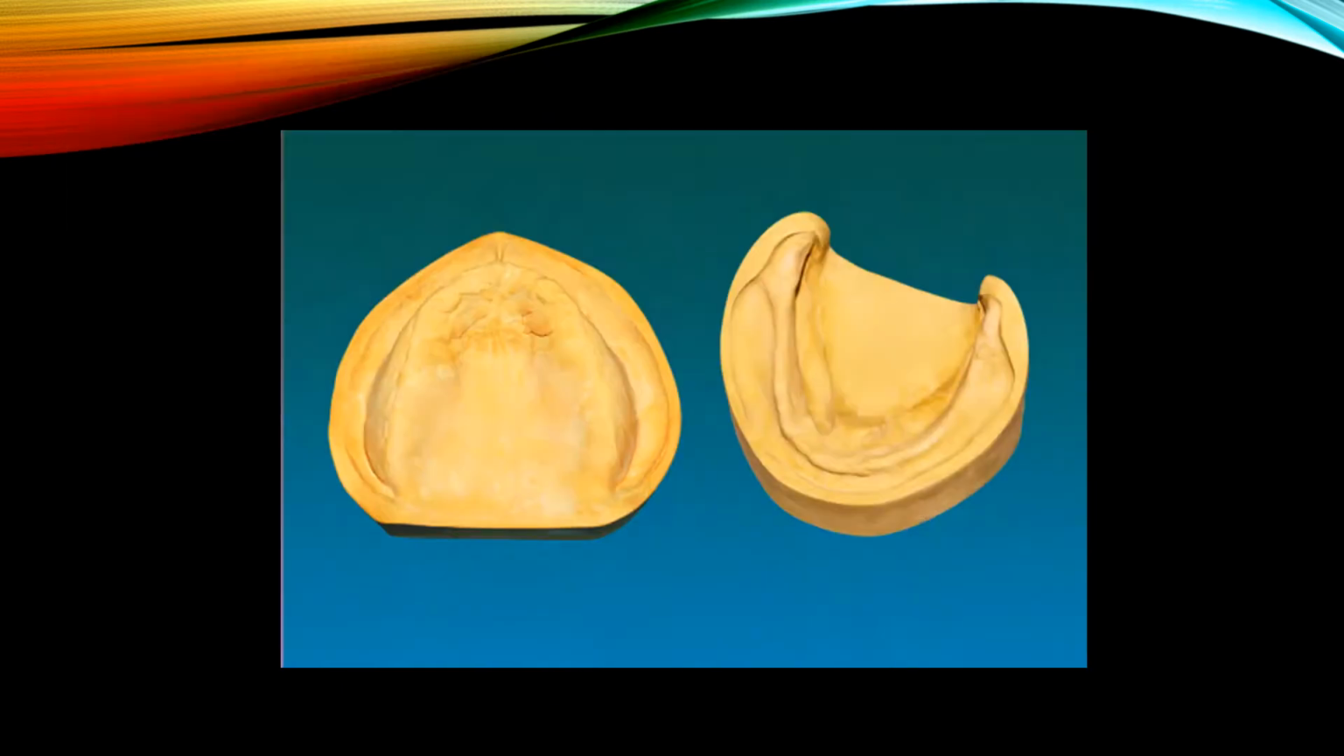So the impressions are made to produce a negative replica of the patient's mouth into which plaster or stone can be poured to form a positive replica. That is the cast. So this picture shows the cast. And it acts as a template over which the CD is fabricated. Errors in impression making can lead to treatment failure. So impressions are the negative replica of the patient's mouth and the cast is a positive replica.